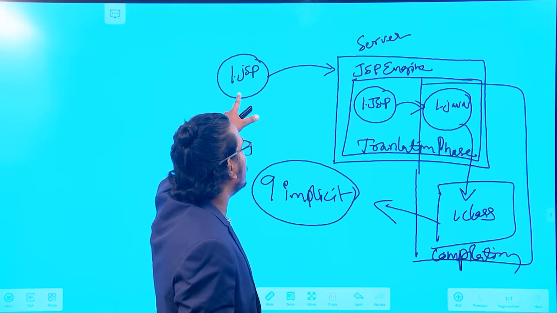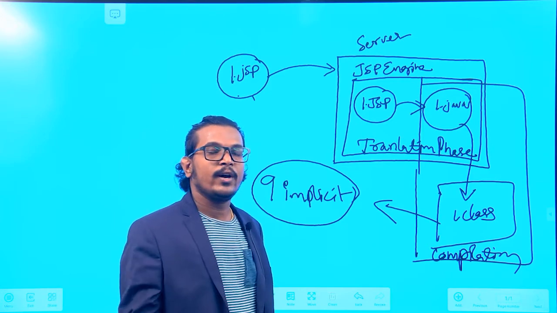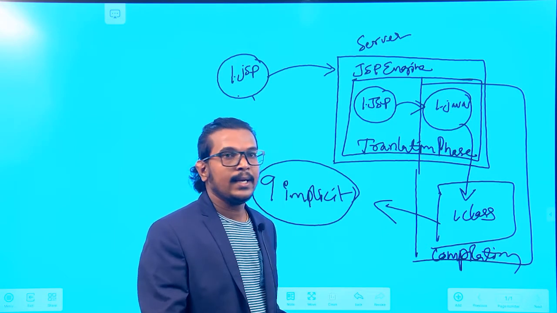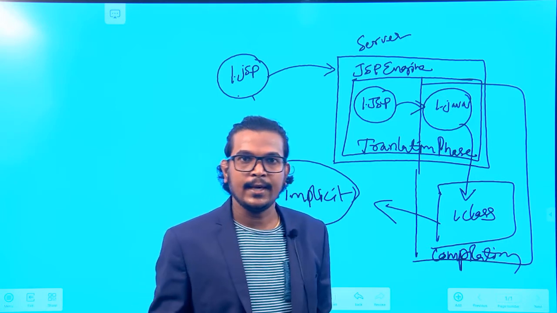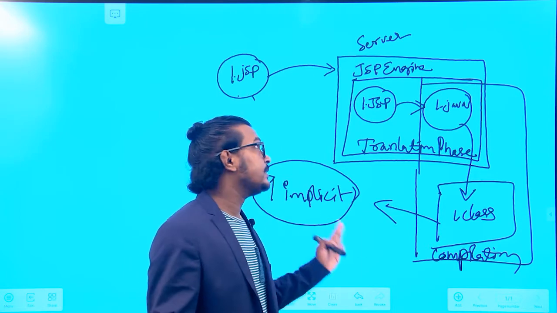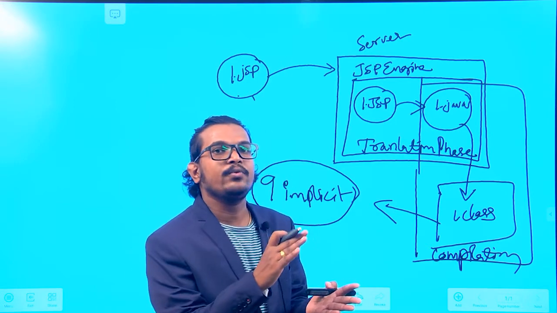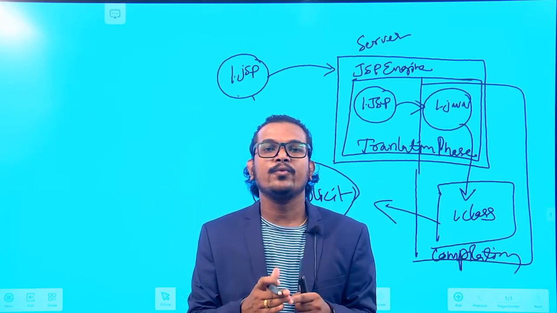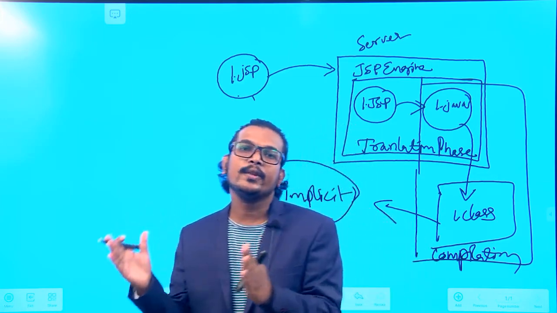We created one .jsp file. What is that JSP file? It is nothing but your Java Server Page. Whenever this JSP file goes for compilation, it enters the JSP engine, or we can say the JSP container. Once it enters the JSP container, the container translates the .jsp file into the .java file. Once the translation is done, this phase is called the translation phase.